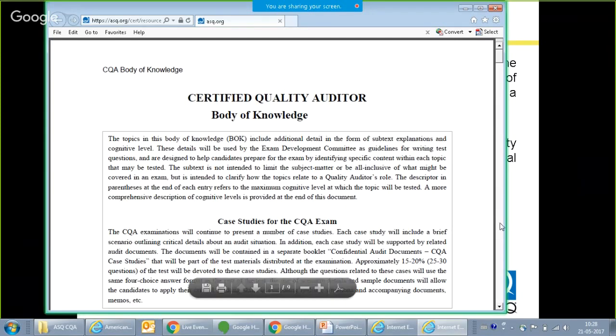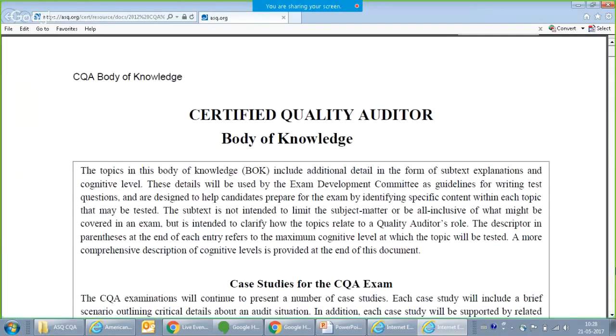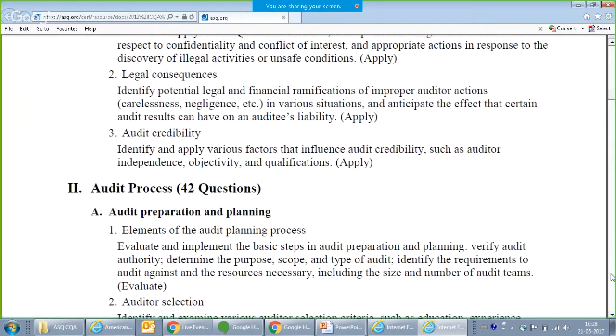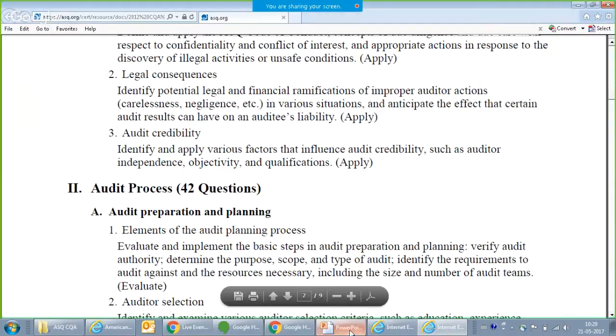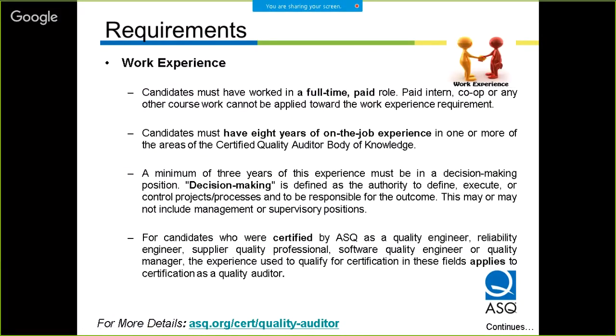So friends, this is the body of knowledge for certified quality auditor. You can find all these details. For every context, every subtext, they explain the levels of cognition. Now coming back to the presentation, let's understand the basic requirements to apply for the ASQ CQA program.